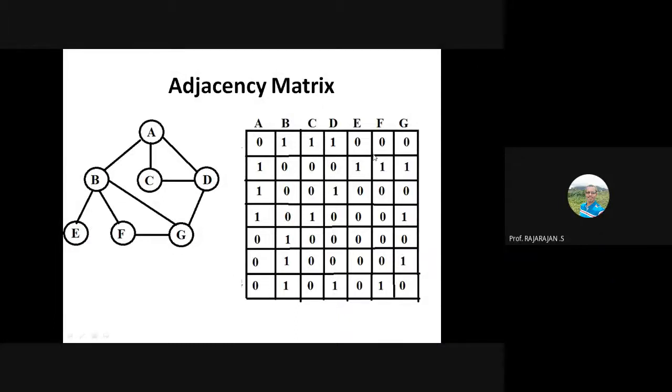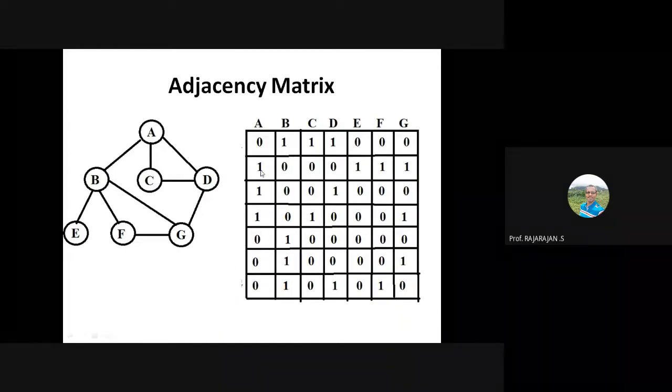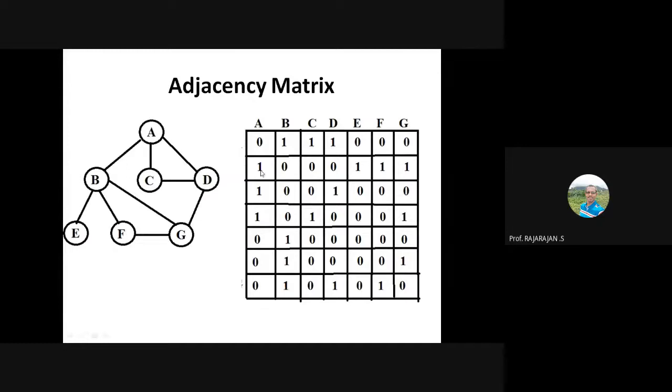Similarly, the next row is meant for the adjacency of B. So from B to A, since there is a path, you put... it's not about path, I am making a mistake. Adjacency. Whether there is a path or not is not to be considered for the adjacency matrix. It is about adjacency. As the name itself says, if two vertices are adjacent, you mark them as 1, else you mark it as 0. This is how the entire matrix is filled.